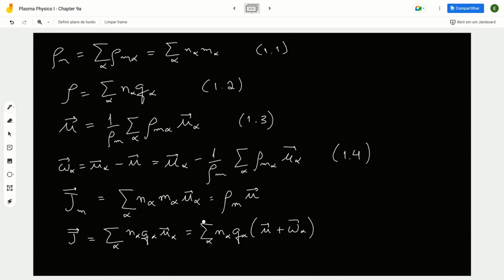So if you consider this part of the sum here, nQU, then using 1.2, nQ is rho, so it's rho times U, right? So this is rho U, I think I'll write it down here. So J is actually rho times U plus then the other part, n alpha Q alpha omega alpha.